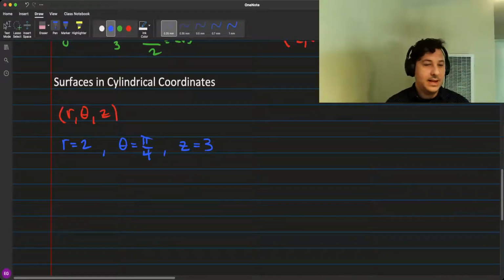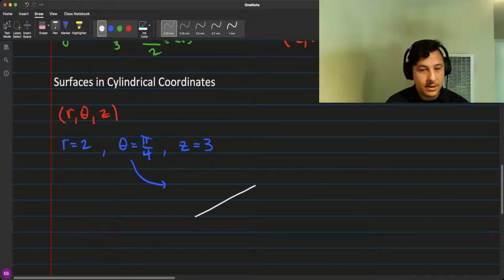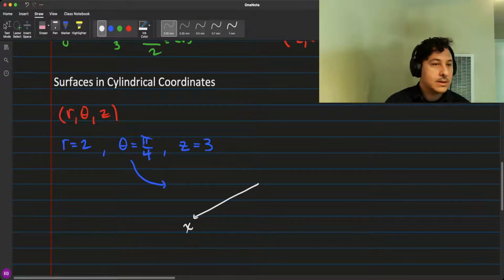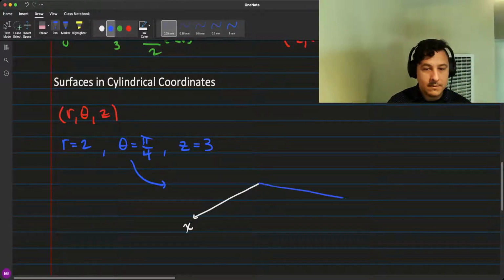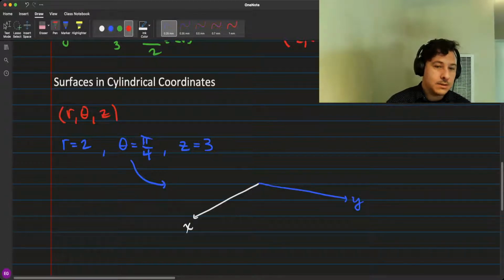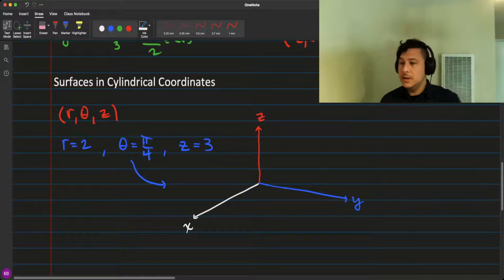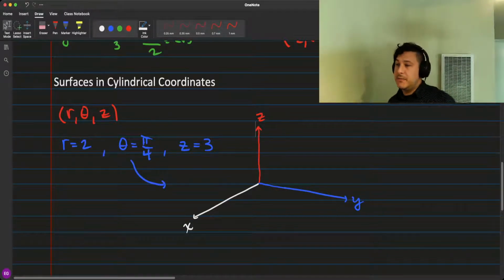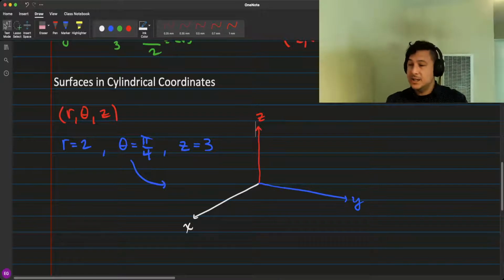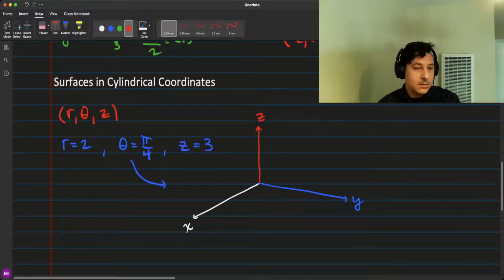So let's start with theta equals pi over 4. Okay, so I'm going to draw my x-axis, draw my y-axis, draw my z-axis. Okay, so remember r is your distance from the origin. So we're not specifying a distance from the origin. So you can get a point of any distance from the origin.